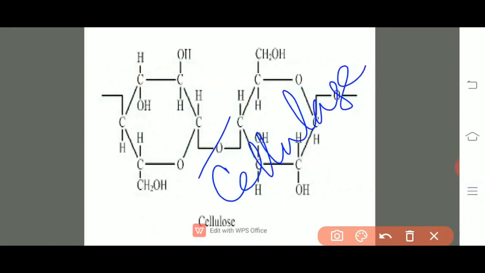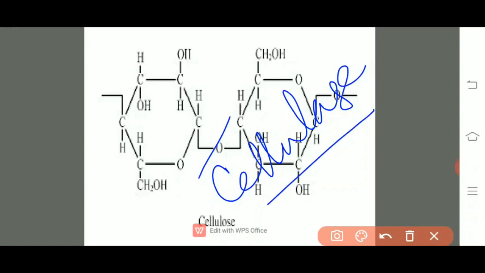Cellulose is the food item, the substrate, whereas cellulase is the enzyme which cleaves the beta 1,4 glycosidic bond between glucose molecules of a cellulose polysaccharide. Right? In the animals, there is no cellulase. Synthesis of cellulase is absent, so they are unable to digest the cellulose.